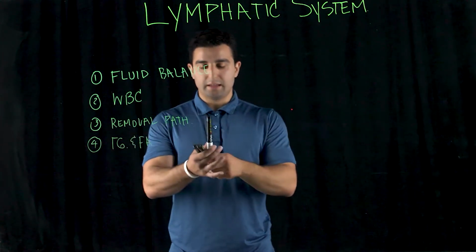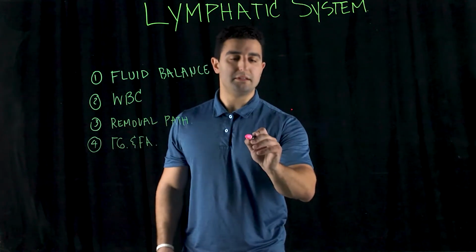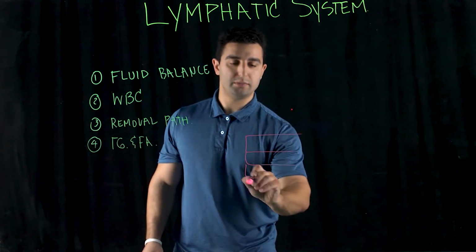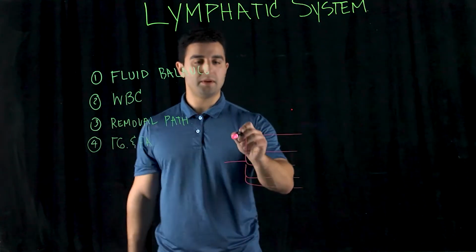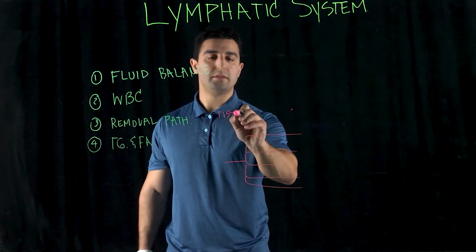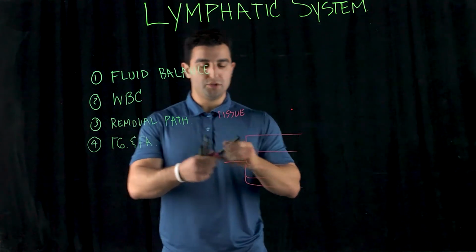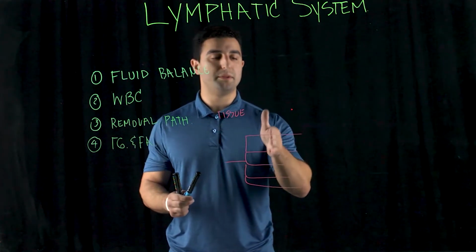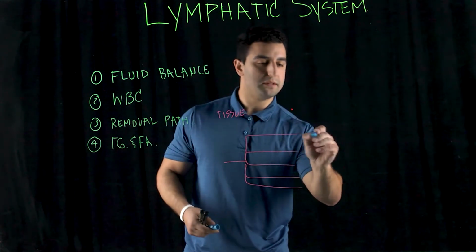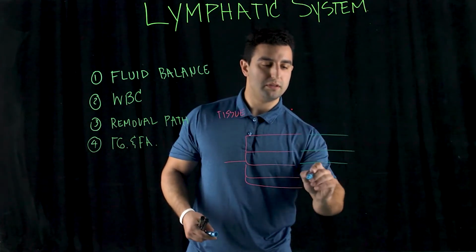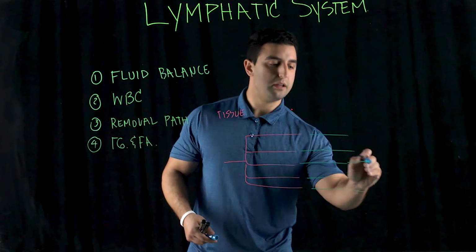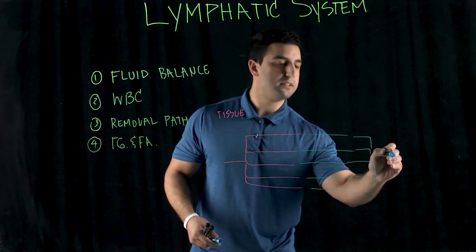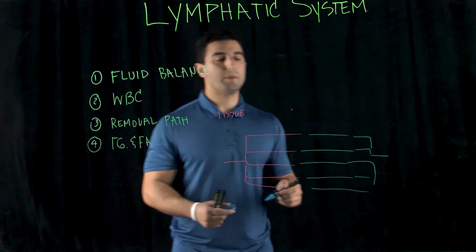So if we look at a capillary bed, for example, in the tissue, here we have the capillary bed in the tissue. The oxygenated blood is going in and becoming deoxygenated. You have capillaries coming in, branching off from the arterioles, and now you have the venules coming in.